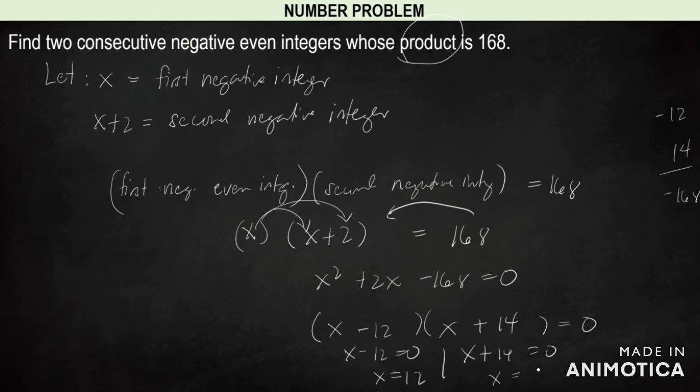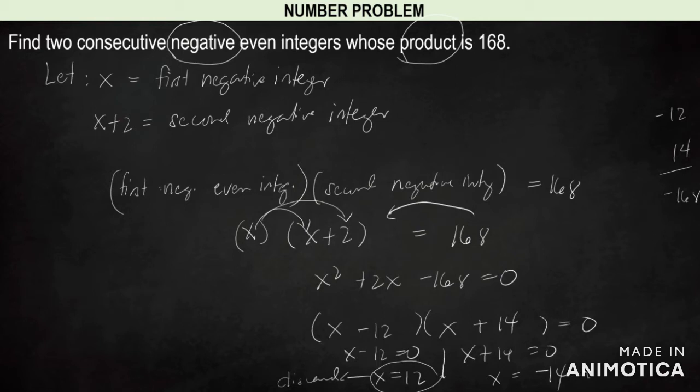X is equal to negative 14. So, what are we looking for in the problem? Consecutive negative even integers. So, that means we cannot make use of this. So, we are going to discard this. Because if we use this, the result will be a positive even integer. Okay? What we are looking for here is negative.